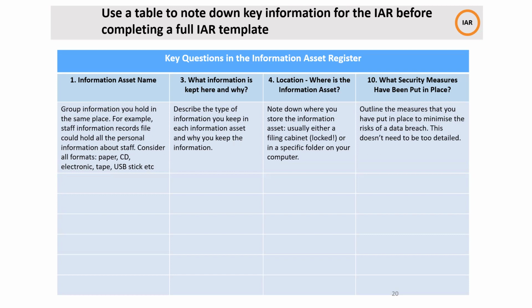So we're looking at what information we've got, what is the nature of that information, and why have we got it? And then the next element we need to be thinking about is where is that information asset? Is it in the filing cabinet, locked, or is it in a specific folder on your computer? And then identify the security measures that you've put in place to keep that safe, whether that's password protected, two-factor authentication, or whether it's simply locking the filing cabinet, etc.